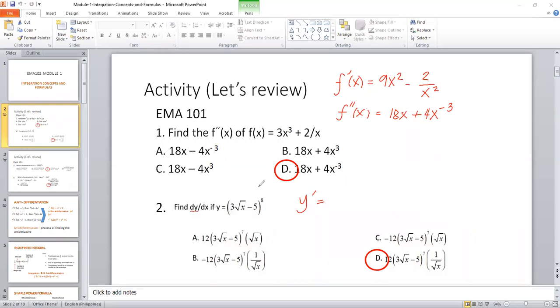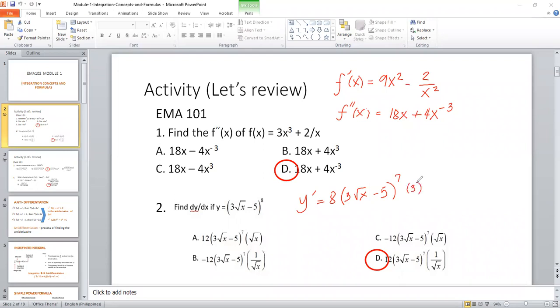If you use chain rule for y equals the quantity 3 square root of x minus 5 raised to 8, you use power rule first on this expression. So you will have an 8. You copy the original function and you subtract 1 from the original exponent, so that would be 7. And since it's a chain rule, you need to take the derivative of what is written inside. What we have inside is 3 square root of x. What's the derivative of 3 square root of x?